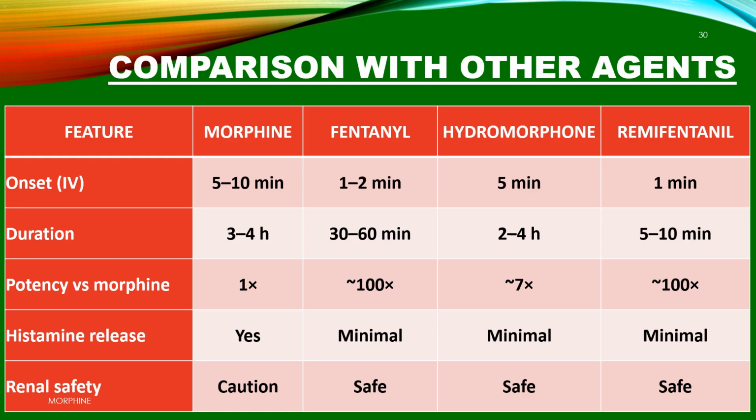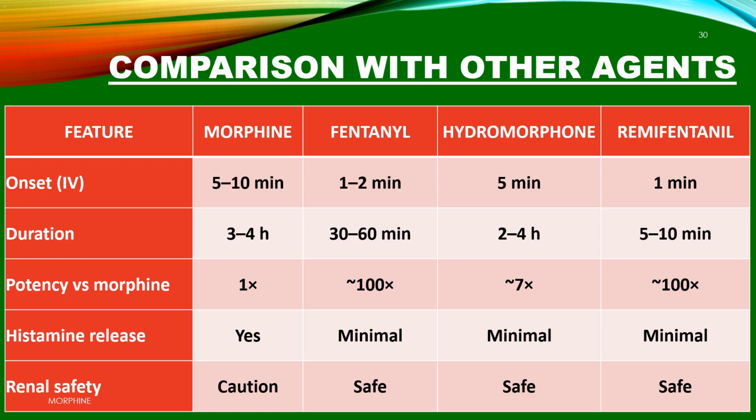2. Fentanyl. Onset of action IV, 1 to 2 minutes. Duration of action, 30 to 60 minutes. Potency. Approximately 100 times more potent than morphine. Histamine release. Minimal. Renal safety, safe.